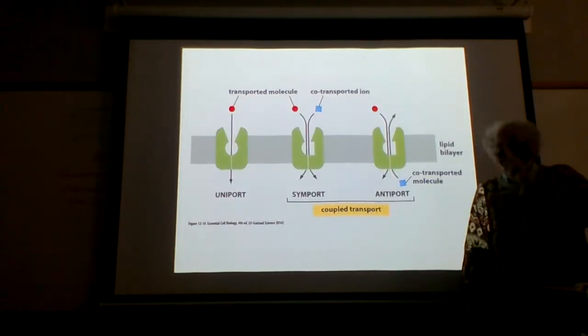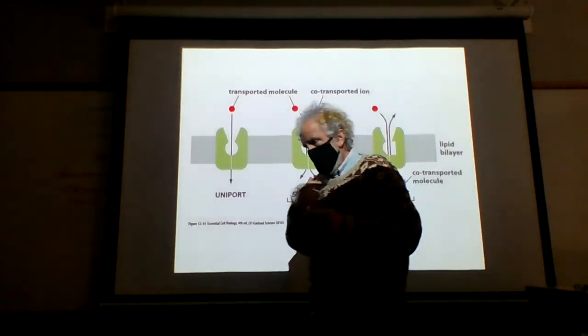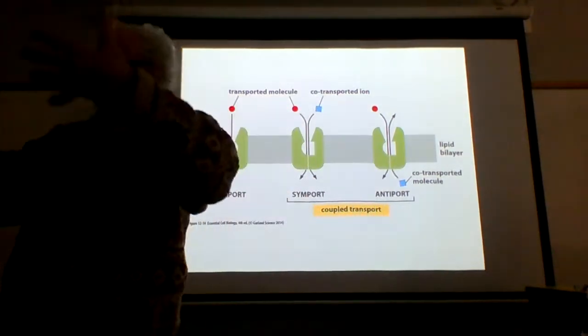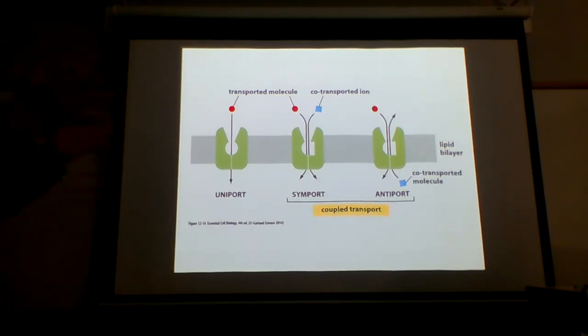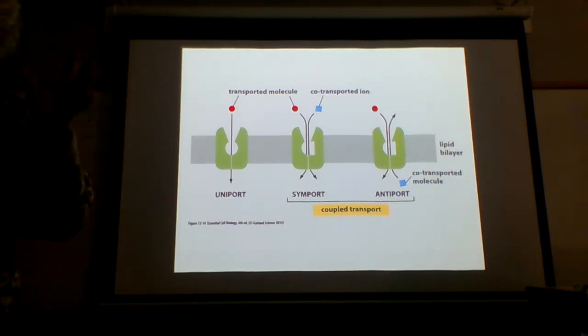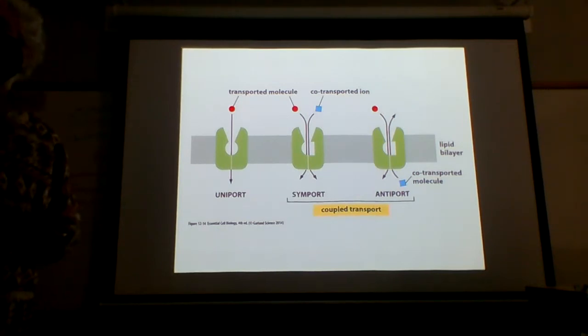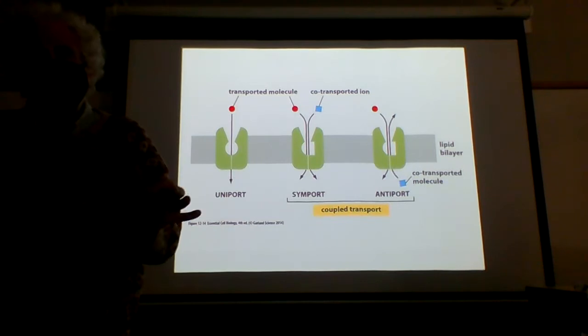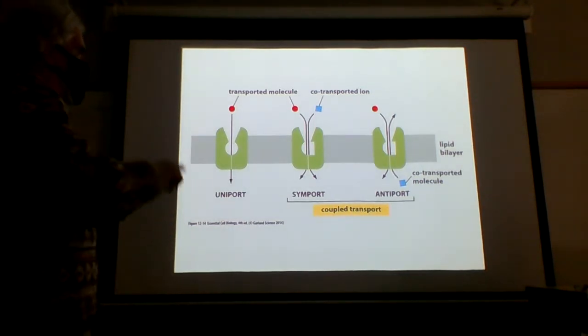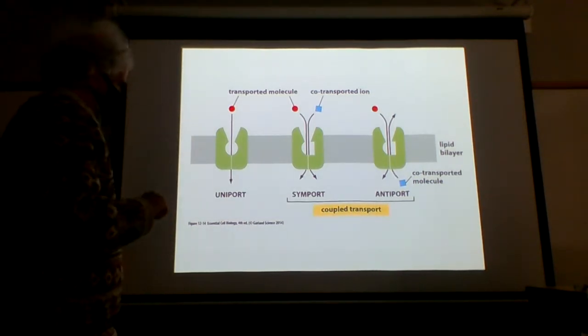All right, so here then is the point. We can use ions that we've accumulated on one side of the membrane or the other as a driving force. And so this is an example of active co-transport or indirect active transport. You're not actually hydrolyzing an ATP directly. You are using an existing gradient.